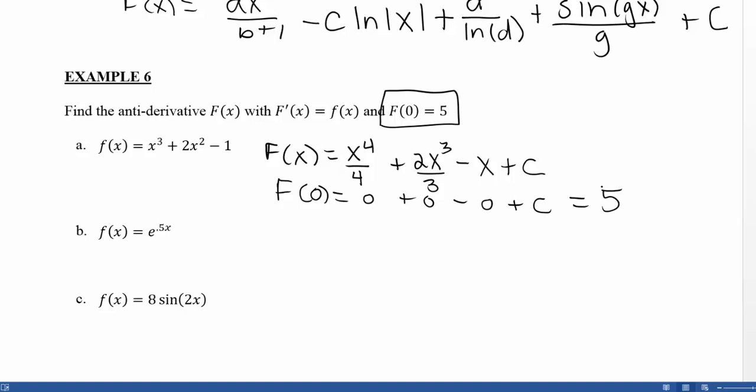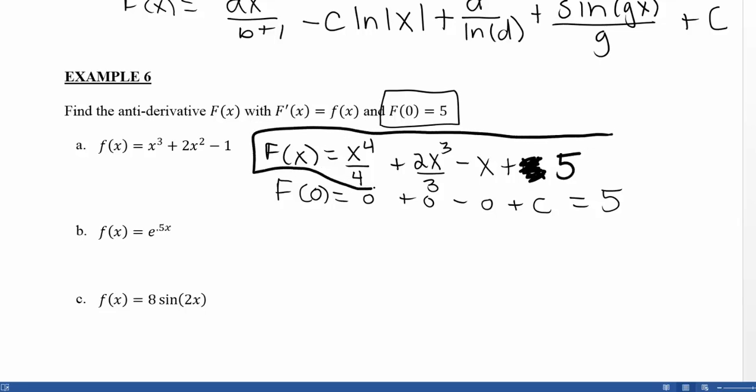So that tells me that c has to equal 5, which means that my answer is going to be the same thing back, but with a 5 here for c. So we'll get rid of that. Get rid of that. I'll do plus 5. So my final answer looks like this, where I no longer have the plus c, and instead I have a specific antiderivative that satisfies that it's the antiderivative of the function and that f of 0 equals 5. Let's look at the next one.